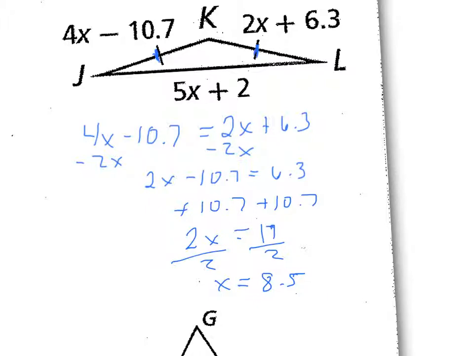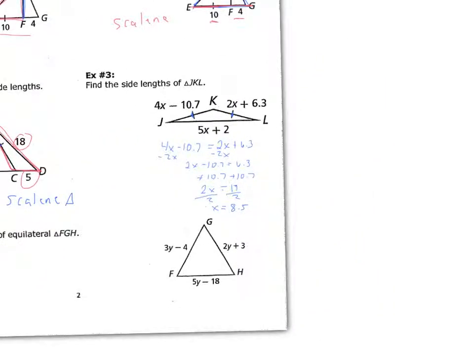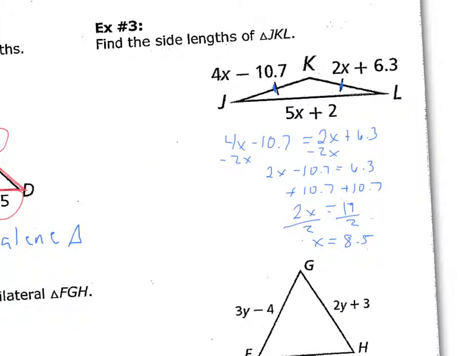Okay, so then we want to go ahead and find each of our side lengths. Okay, so if you have 4x minus 10.7 for one side, you would plug in the 8.5 in there. Okay, so 4 times 8.5 would give you, what is that, 34, and subtract 10.7 from that, so that would give you 23.3 for your JK.